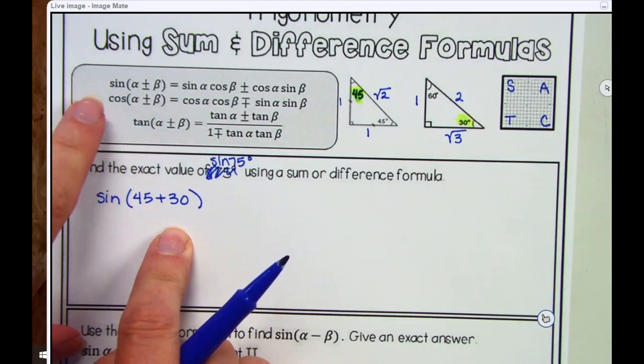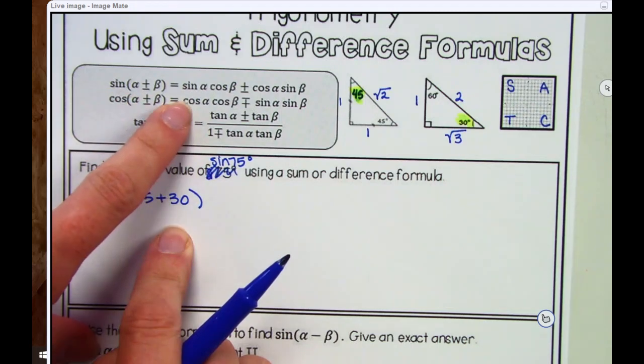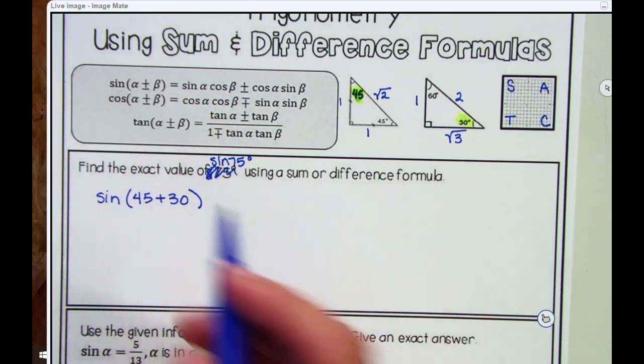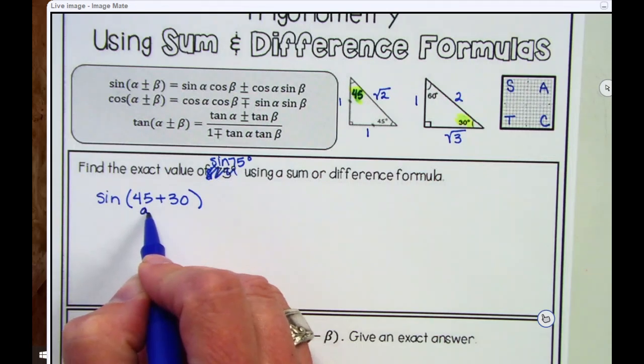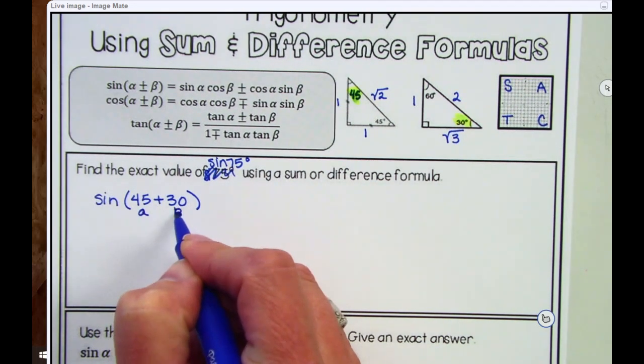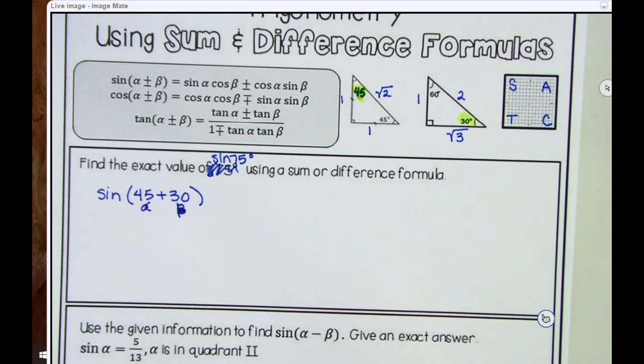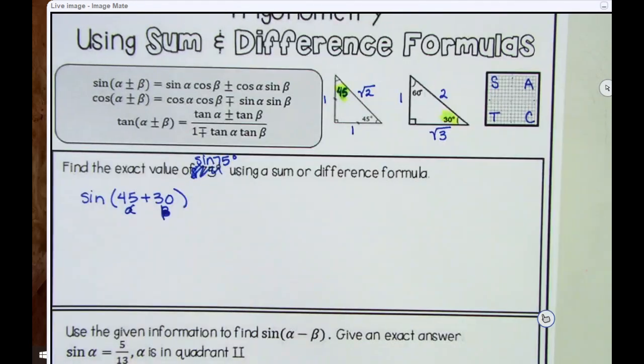And so I come up here and it tells me my formula. So we're going to call this guy A because it's first. This guy, well, I guess it's beta and alpha, how our formula is written. But if you want to call them A and B, that's just fine. If you had said 30 plus 45, the formula will work too. Okay, just keep track of which one is alpha and which one is beta.